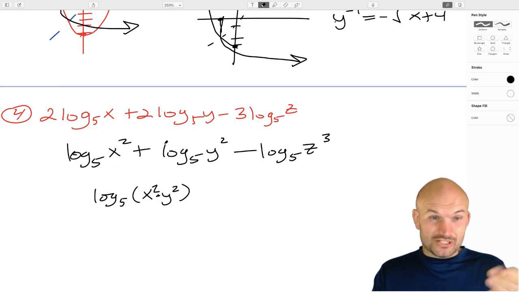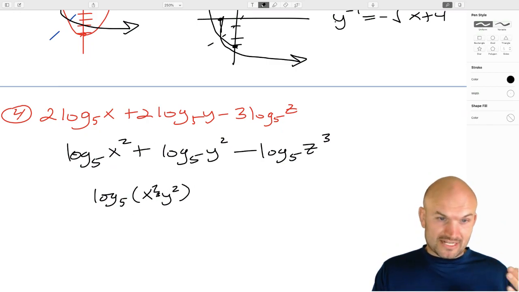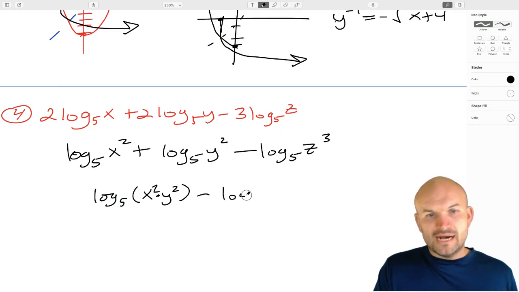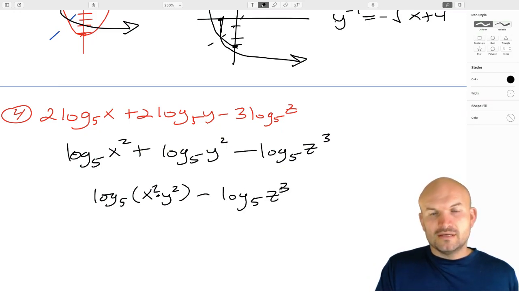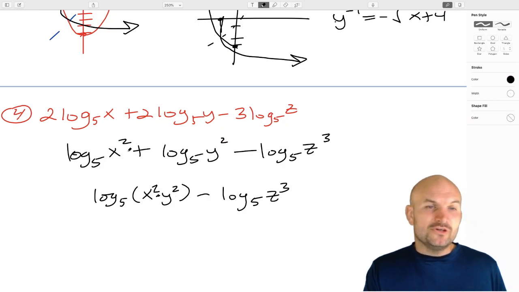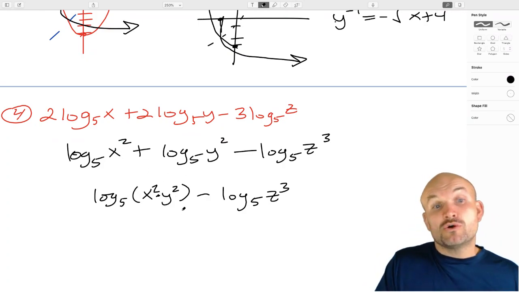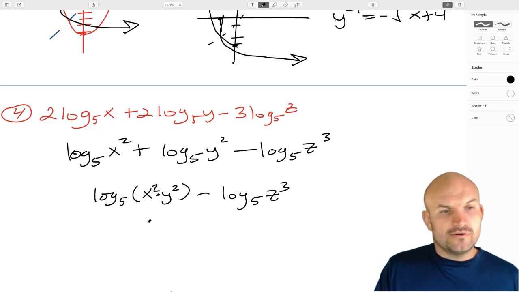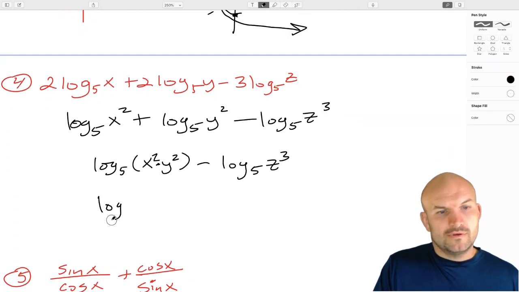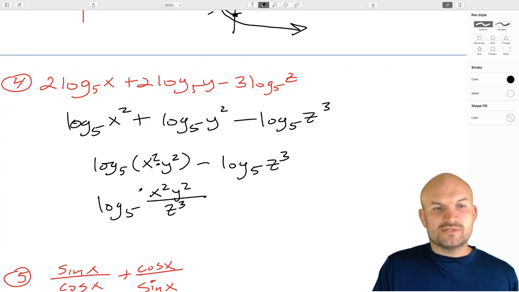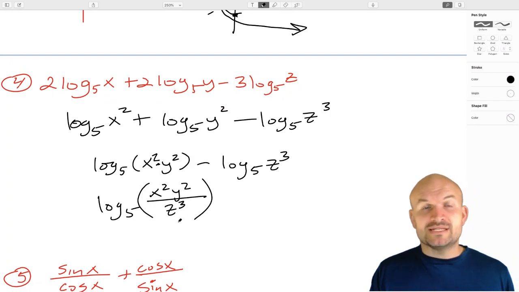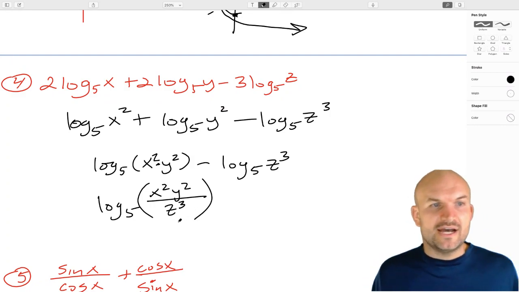So instead of adding the two logarithms, you can rewrite that as a product of x squared times y squared minus log base 5 of z cubed. Now, when you're adding, you multiply. When you're subtracting, that means you're going to divide. So therefore, we'll have log base 5 of x squared y squared, all over z cubed. And again, remember that is the argument of the logarithm base 5.